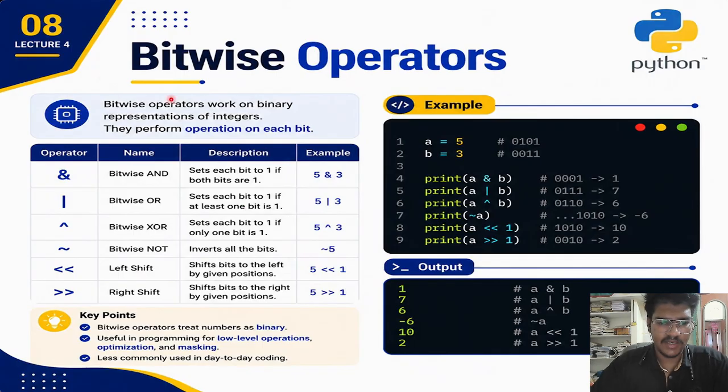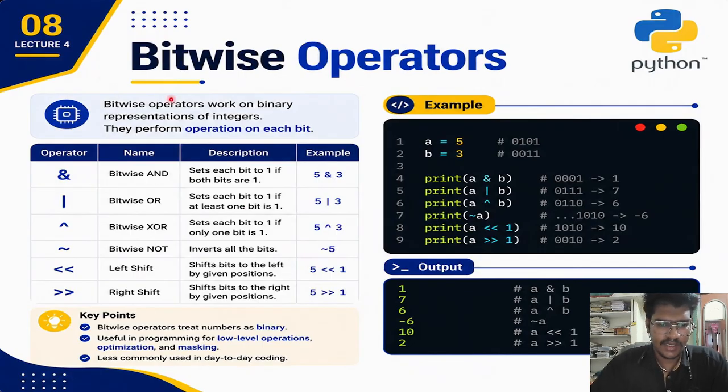Now let's break down the binary logic. 5 in binary, in 4 bits, is 0101. When we convert 3 in binary, it is 0011. If we use AND, we compare each bit. The result bit is 1 only if both bits are 1. Like 0 and 0 is equal to 0, 1 and 0 is equal to 0, 0 and 1 is equal to 0. Only 1 and 1 is equal to 1.